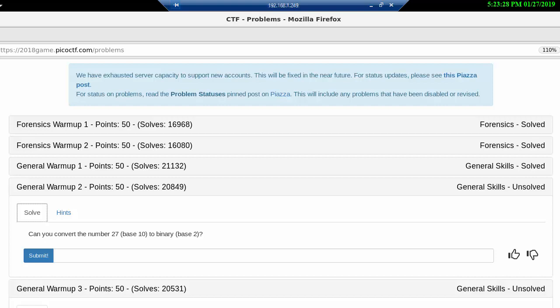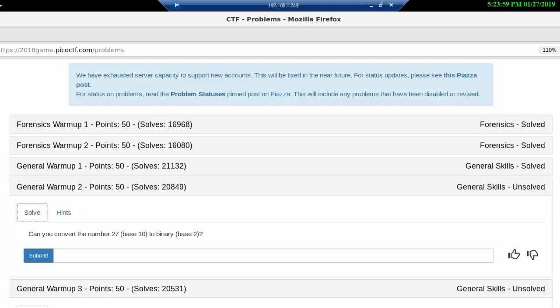Now let's take a look at problem 4. It's a General Warmup 2 for 50 points and goes under the category General Skills. The question is, can you convert the number 27 base 10 to binary base 2? The question tells you already that base 2 is called binary and vice versa, just like in the last problem hexadecimal is base 16 and vice versa, right?